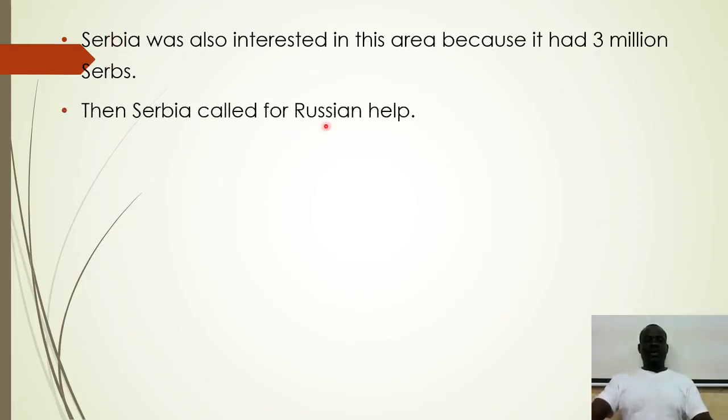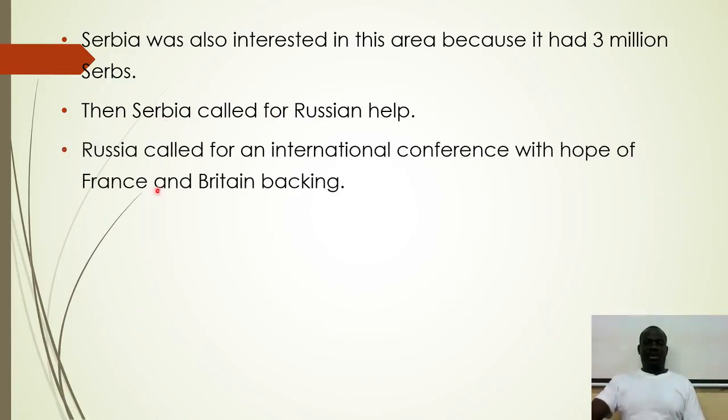Then Serbia called for Russian help, saying, Russia, see, my interest was on Bosnia-Herzegovina, but look at what Austria-Hungary has done. So Russia called for an international conference with the hope of France and Britain backing. Russia immediately called for an international conference to say, let's meet. What is happening in the Balkans is not good at all.